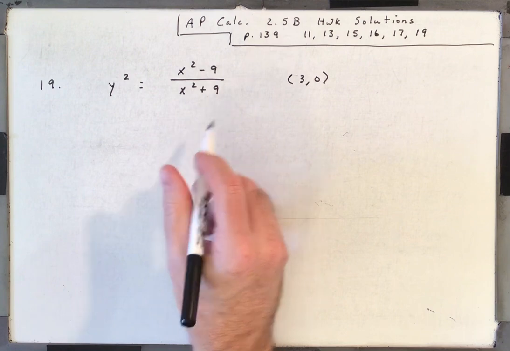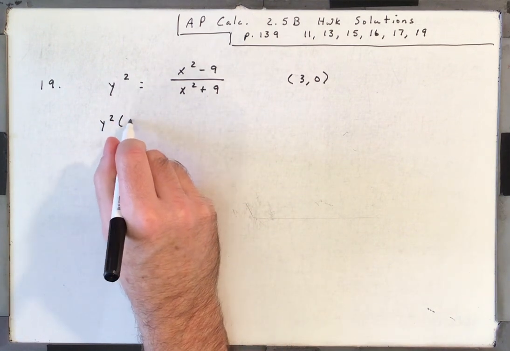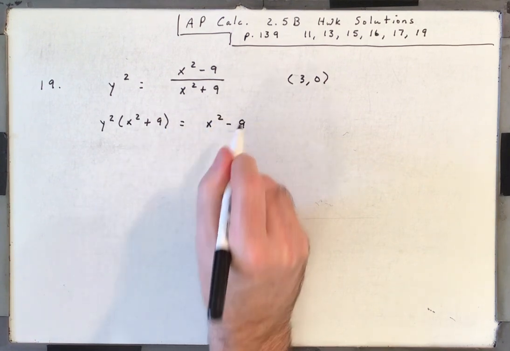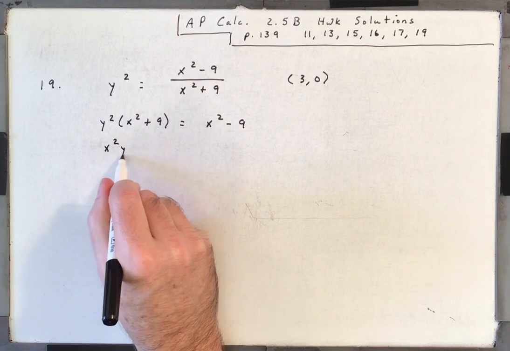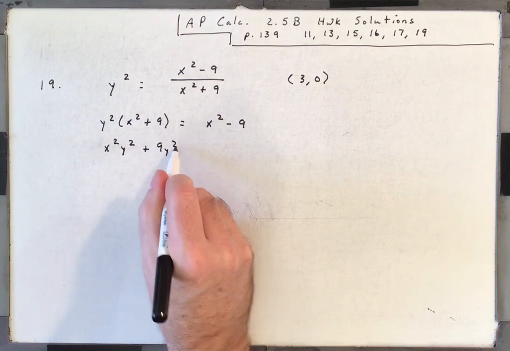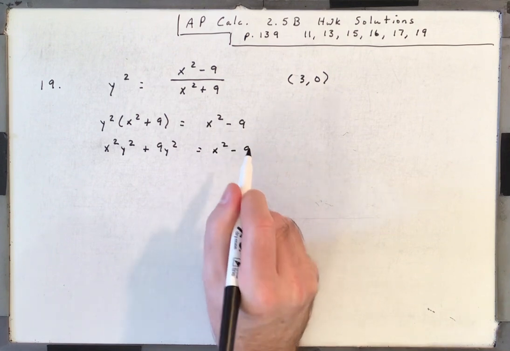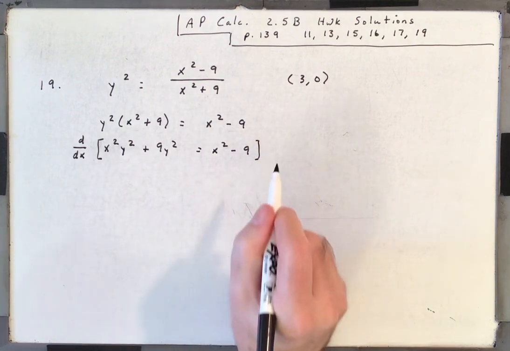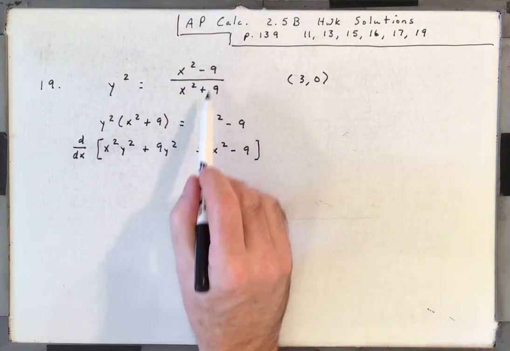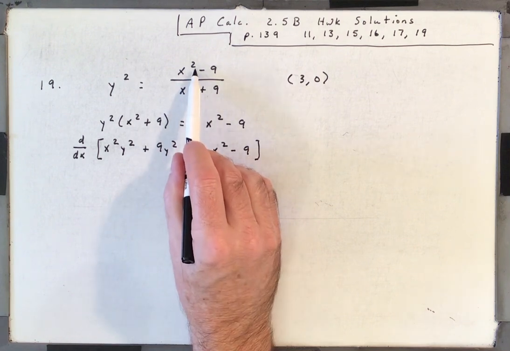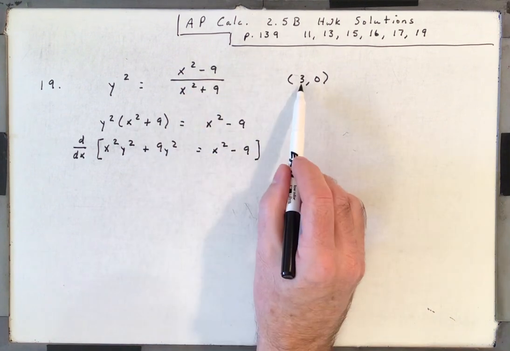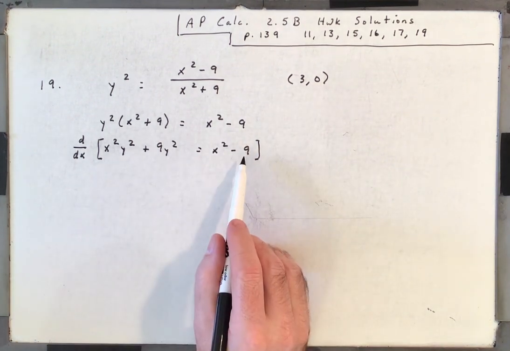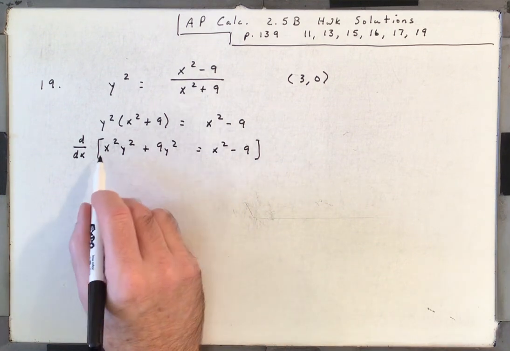I'm going to multiply both sides by x squared plus 9. So we'd have y squared times (x squared plus 9) is equal to x squared minus 9. So that's x squared y squared plus 9y squared is equal to x squared minus 9. And now I'm going to take d/dx of that. Since you could totally do this with the quotient rule, bottom times derivative of the top minus top times derivative of the bottom all over the bottom squared, because you're just plugging a number in. I just think with this method our answer is going to be a little more simplified. So let's see what happens here.